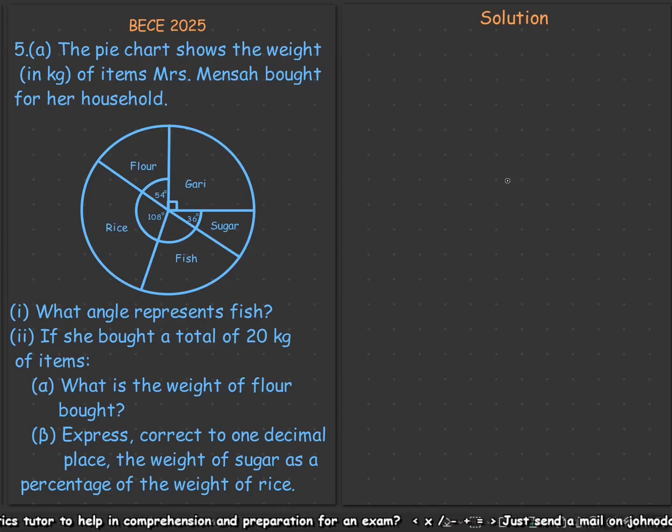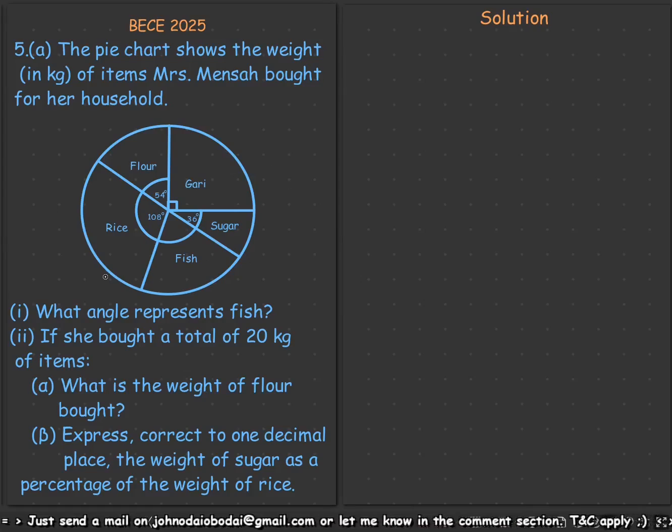Now in this lesson we are looking at question 5a of the BECE 2025. As you can see displayed, it says the pie chart shows the weight in kilogram of items Mrs. Mensah bought for her household. So this is all that she bought: gari, sugar, fish, rice, and then flour.